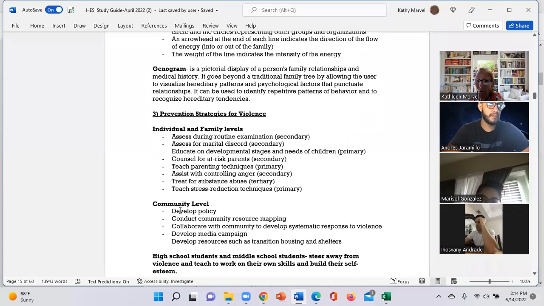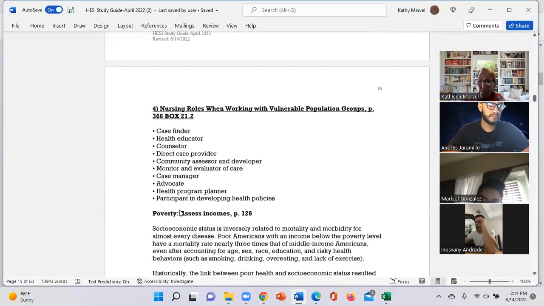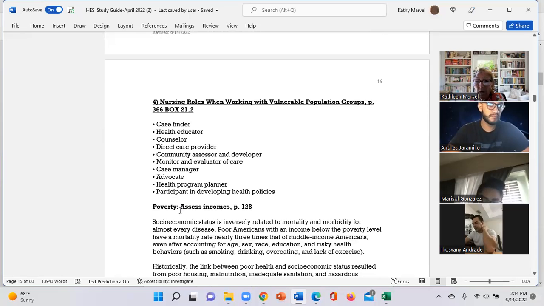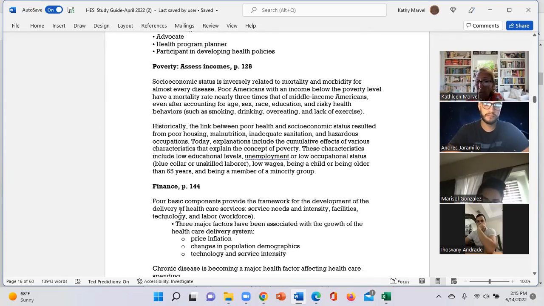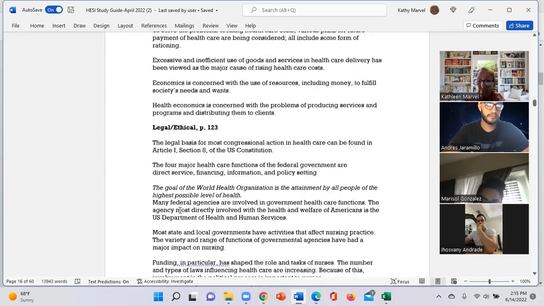We also talked about prevention strategies for violence. What is our role at the individual and family levels? What is our role at the community level? What is our role in working with vulnerable populations? I'm just trying to organize it for you so it doesn't seem so overwhelming.